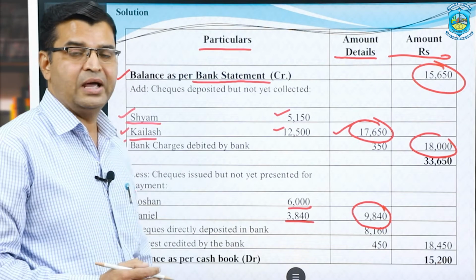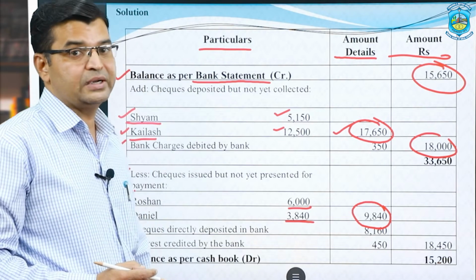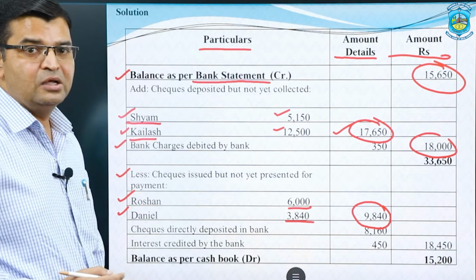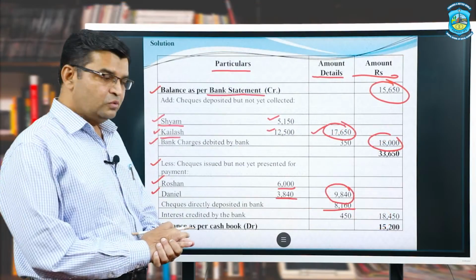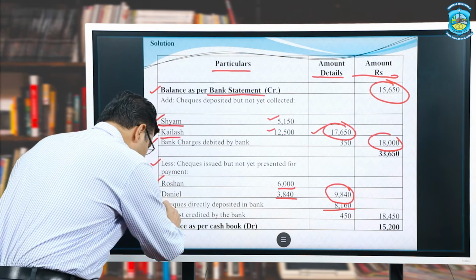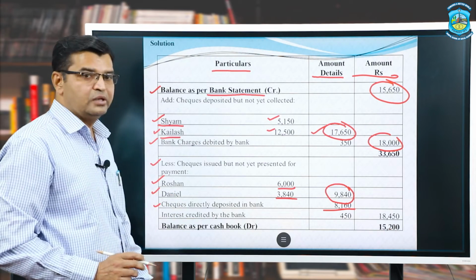Therefore, this amount has to be deducted from the passbook, that is called the bank statement also, so that we can reconcile this bank reconciliation statement. Now, the next transaction is checks directly deposited in bank.